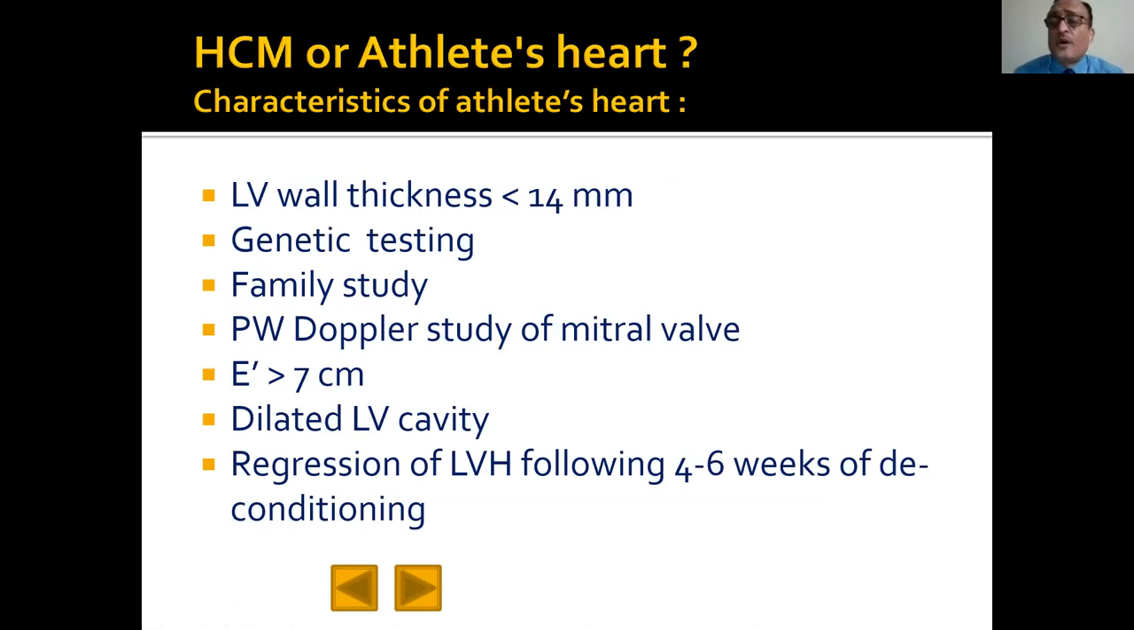One important role of the echocardiographer is to distinguish hypertrophic cardiomyopathy from the athlete's heart. These are the characteristics of the athlete's heart: the left ventricular wall thickness less than 14 millimeters, genetic testing shows genetic abnormalities, family study of the other members shows similar morphologic abnormalities, pulse wave Doppler of the mitral valve shows diastolic dysfunction, the E prime of the athlete's heart shows more than 7 millimeters in hypertrophic cardiomyopathy, less than 7 millimeters. The athlete's heart has got dilated LV cavity, and for the athletes, there is regression of left ventricular hypertrophy following 4 to 6 weeks of deconditioning.